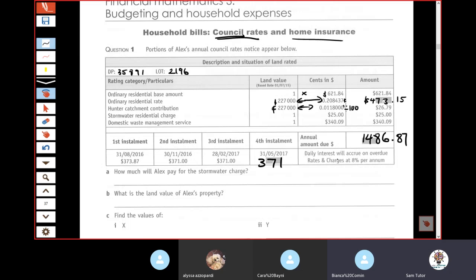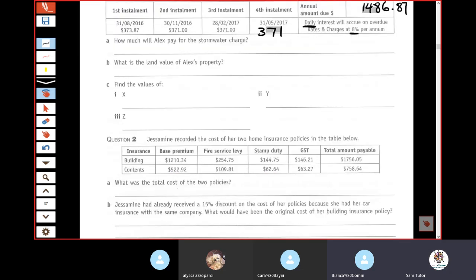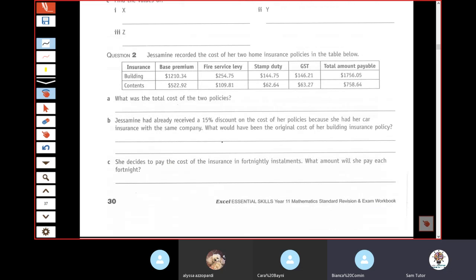And it just says daily interest will accrue on overdue rates and charges at 8% per annum. So if you're not able to pay, you get charged 8% per annum daily. So you get charged every single day that you're overdue. Any questions about that so far? No. I think we've answered most of this. How much will you pay? Yeah, well, I think we answered all of it.